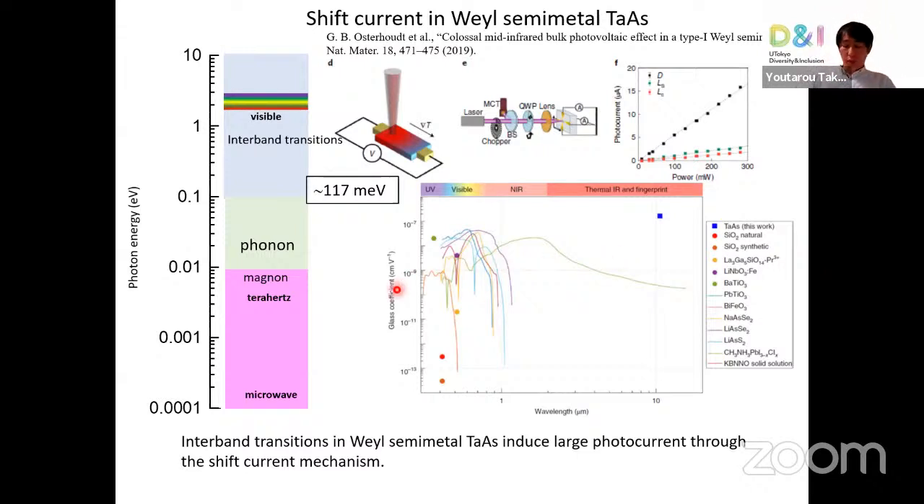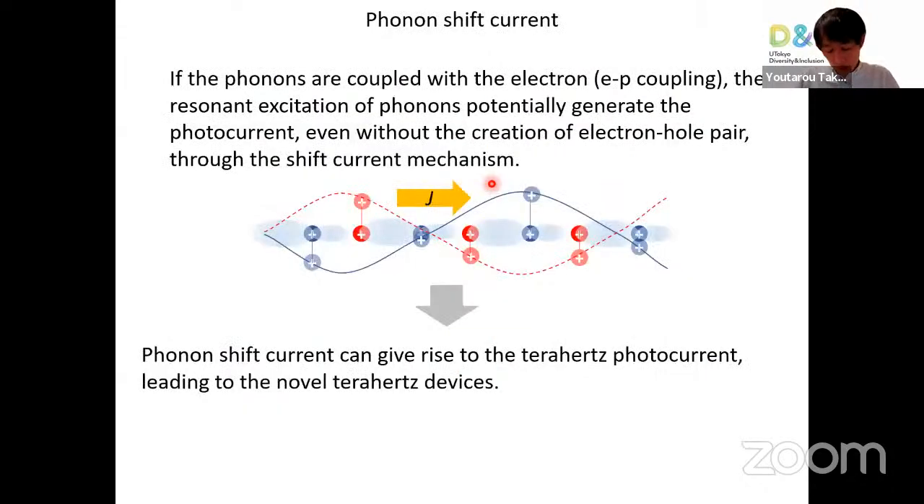However, it is difficult to get photocurrent at lower photon energies, because in a semimetal with topological electronic states there are conduction electrons, and the low-energy optical response is dominated by the Drude response. So we propose the phonon shift current.